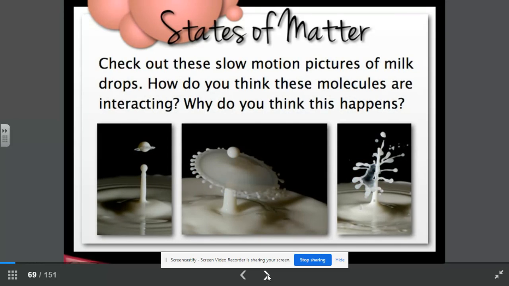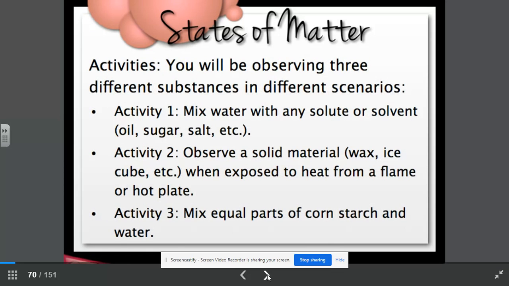All right, this is cool. Check out these slow motion pictures of milk drops. How do you think these molecules are interacting? Why do you think this happens? Think about what we just discussed and talk about this during class with your classmates. All right, we will be doing the different activities in a virtual setting. So your teacher will give you more information about these.